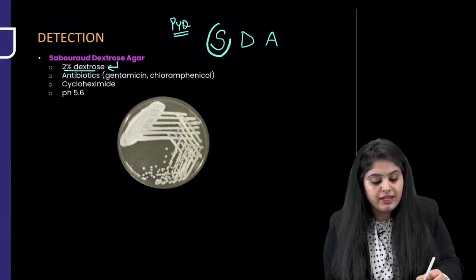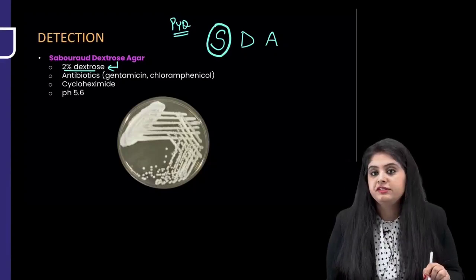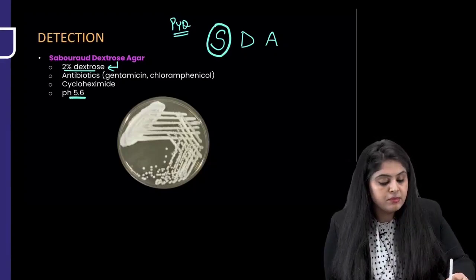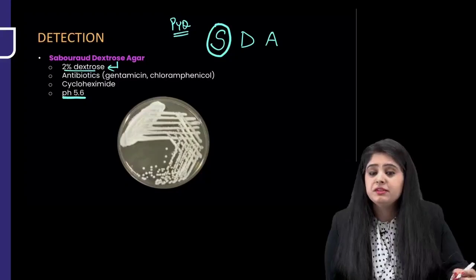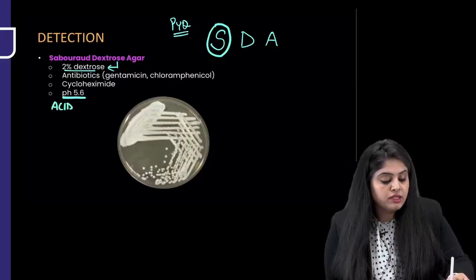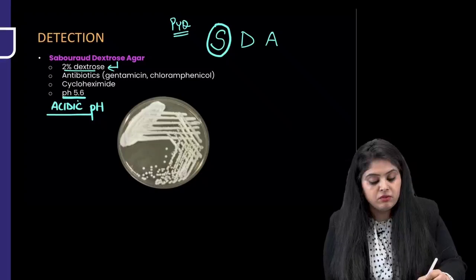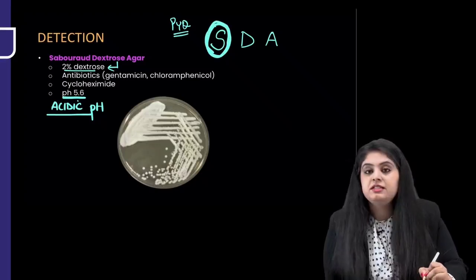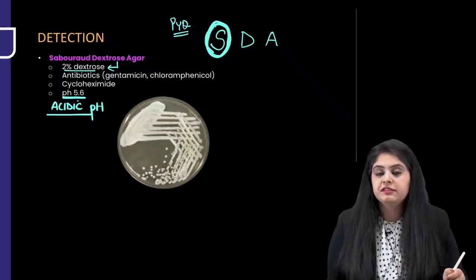Remember, the way you write S, it either looks like a 5 or a 6. So I've clubbed it. It is a pH of 5.6. The basic concept is that they ask you that this is an acidic pH. We require an acidic pH. Repeating once again, the way you write SDA is going to be a 5 or 6. 5.6 is the pH that is there.